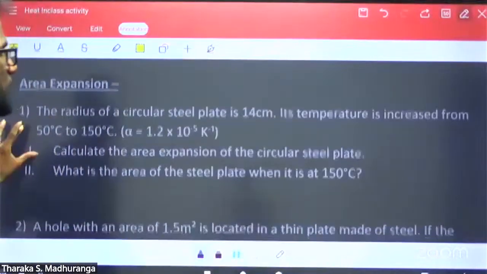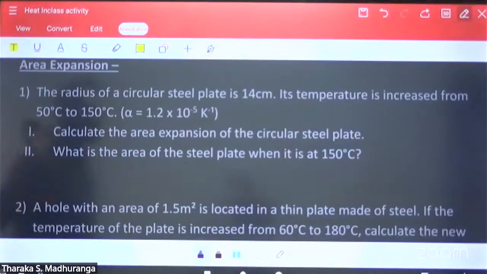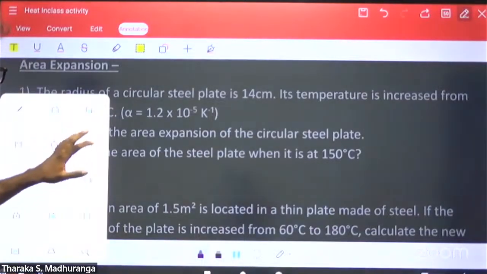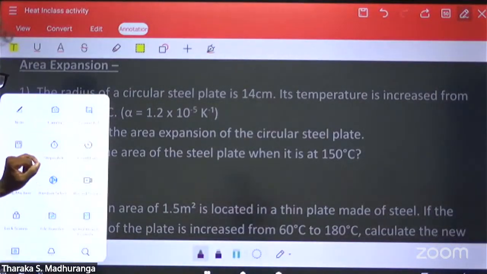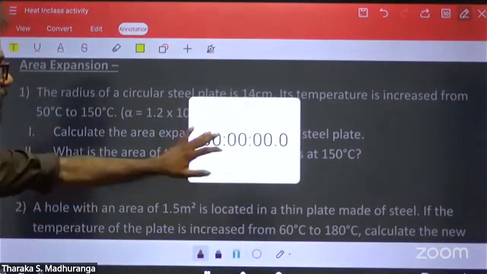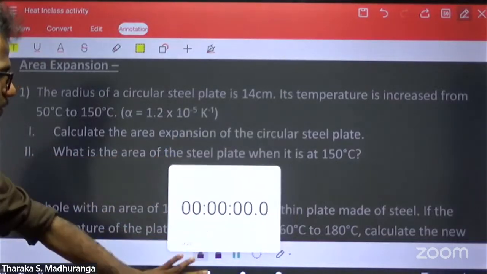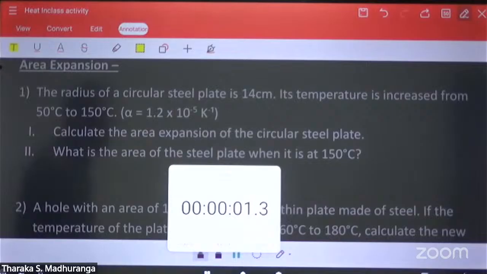Area expansion in class activities. Question number 1. I can give you 2.5 minutes for the first question. Okay, now you have practice. You can start.